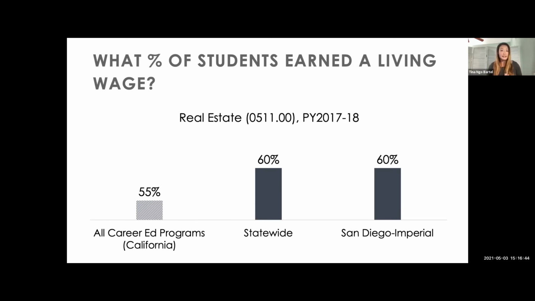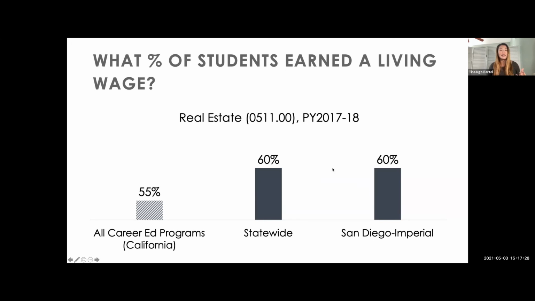So the Chancellor's Office at the state of California, they have a survey that's deployed that asks students, and this one's linked to their wages. So they have data that accesses students' income records, and it compares students that have graduated or completed a program under this top code and identified whether or not they made a living wage. So for real estate programs, statewide, 60% of students who graduated from real estate programs made a living wage. In San Diego County, San Diego and Imperial counties specifically, we have about a similar percentage of students that made a living wage.